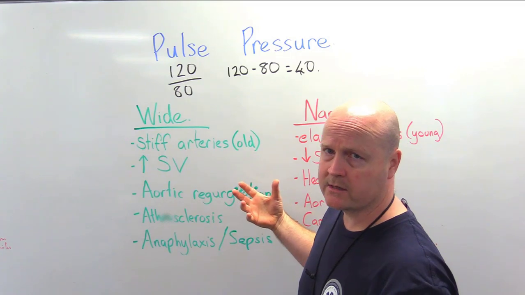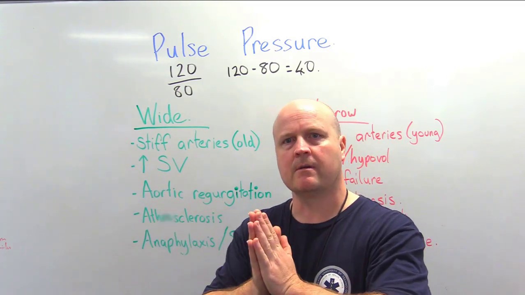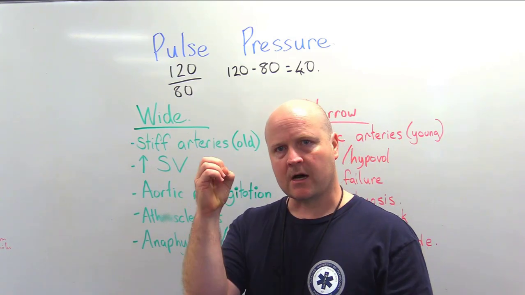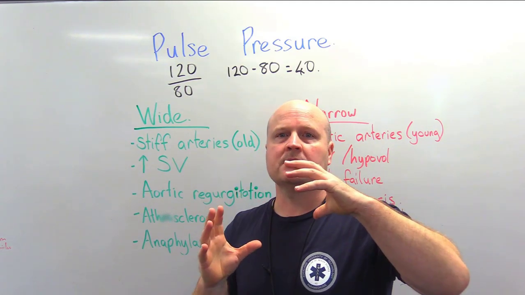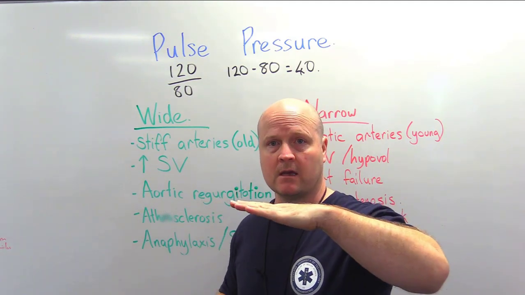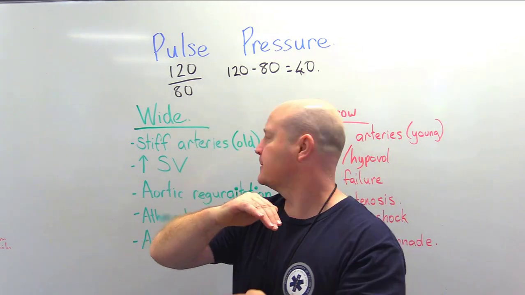With hyperthyroidism, it increases the contractility of the heart, so more stroke volume, and at the same time it dilates our arterioles, so decreasing the resistance, therefore decreasing diastolic blood pressure at the same time as increasing systolic.